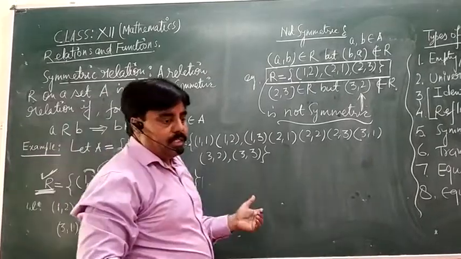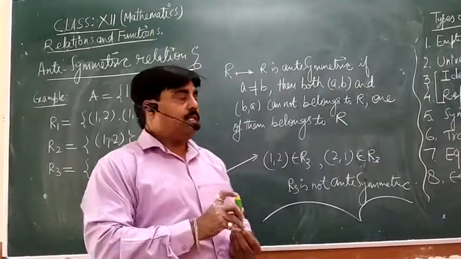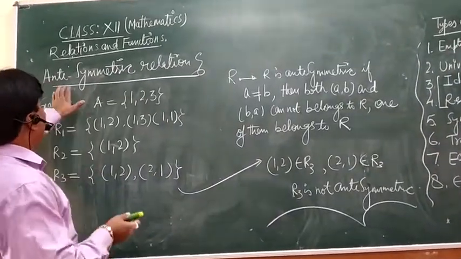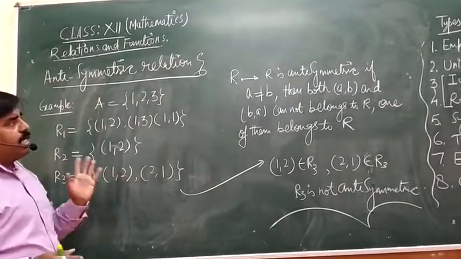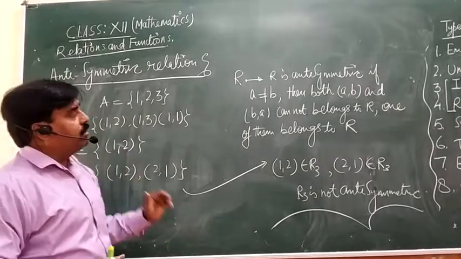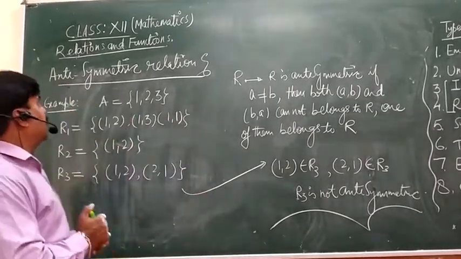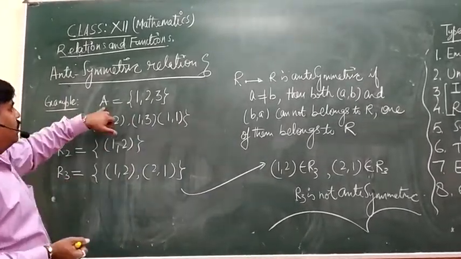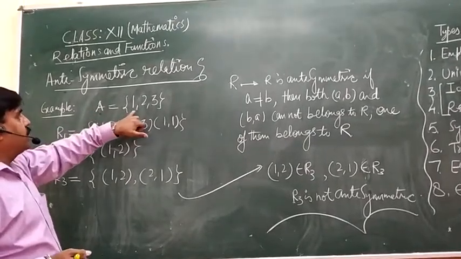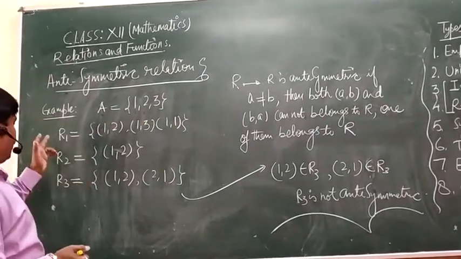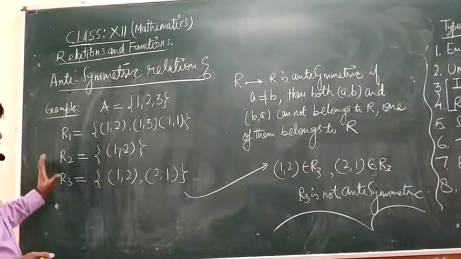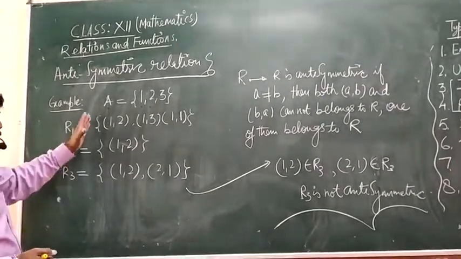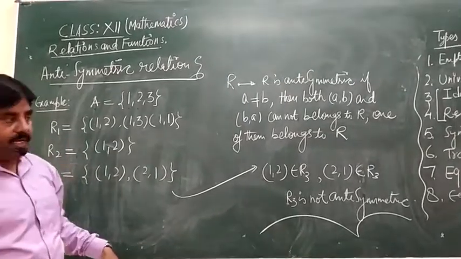Now next we will discuss anti-symmetric. Which relation is known as anti-symmetric? With the help of an example, we will try to understand, because sometimes students are very confused about this anti-symmetric relation. So I have taken a set A, the elements of set A are 1, 2, 3. I am taking three relations R1, R2 and R3. We will try to understand which relation among these three is anti-symmetric.